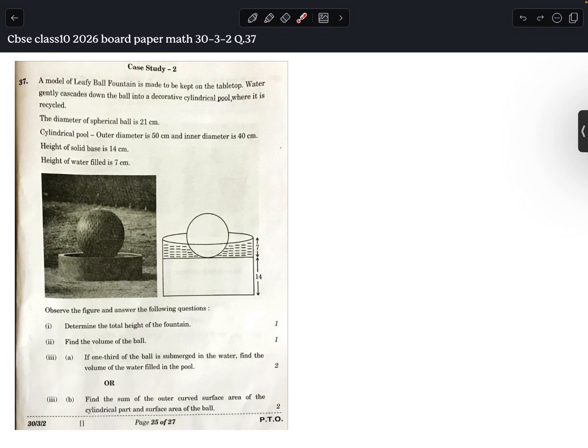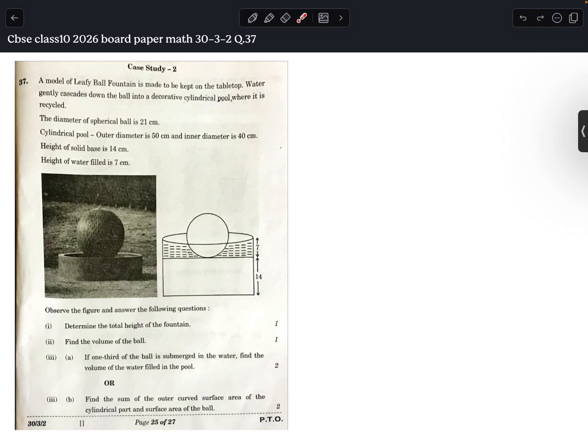A model of leafy ball fountain is made to be kept on the tabletop. Water gently cascades down the ball into a decorative cylindrical pool where it is recycled. The diameter of the spherical ball is 21 centimeter. Cylindrical pool: outer diameter is 50 centimeter, inner diameter is 40 centimeter. Height of the solid base is 14 centimeter, and height of the water filled is 7 centimeter. Observe the figure and answer the following questions.